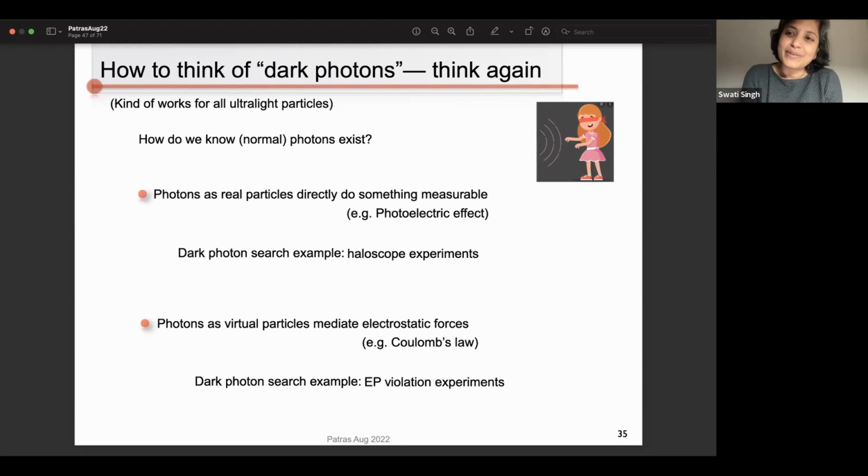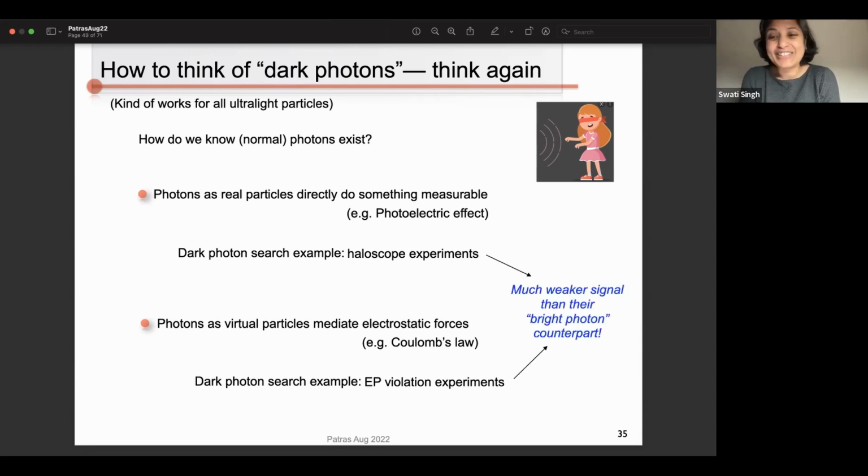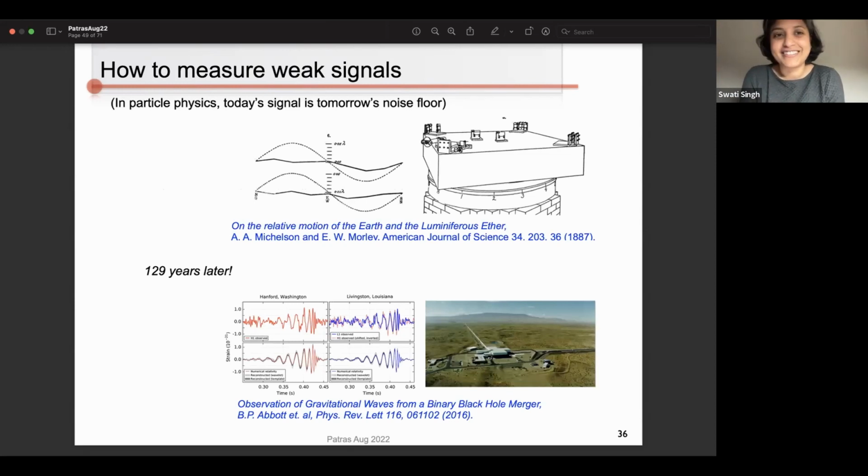So going back to the dark photons and how I asked, if you were blind, how would you know they're photons? And I said that this is a similar analogy you use to look for ultralight dark matter. I kind of swept a very, very important thing under the rug, which is that this signal is much, much weaker than its bright photon counterpart. So you're trying to measure a very, very weak signal. But that's where new physics is, right? Like today's signal is tomorrow's noise floor. So one has to dig through to look for a new signal.